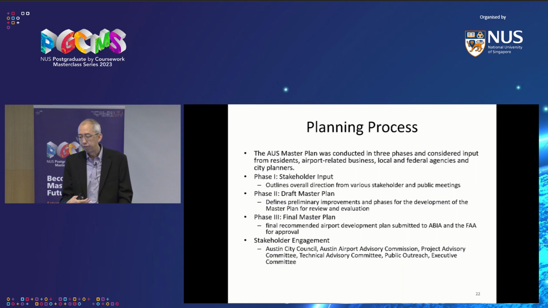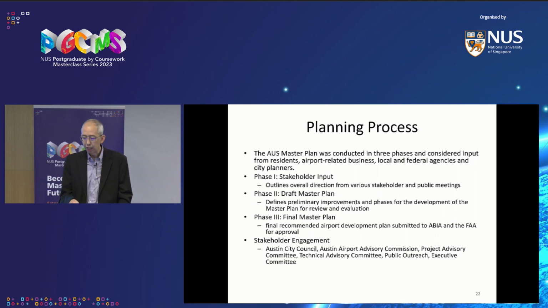And then they have the final master plan, which is submitted to the city council in Austin, basically the local government officials. And then the FAA is the Federal Aviation Administration, the US agency that manages the entire US air system. Examples of stakeholder engagement I've placed on the bottom of the slide.